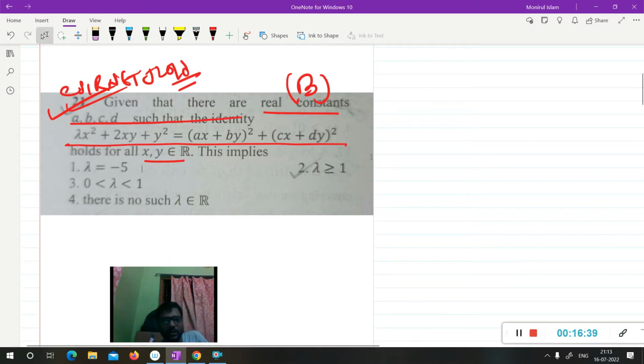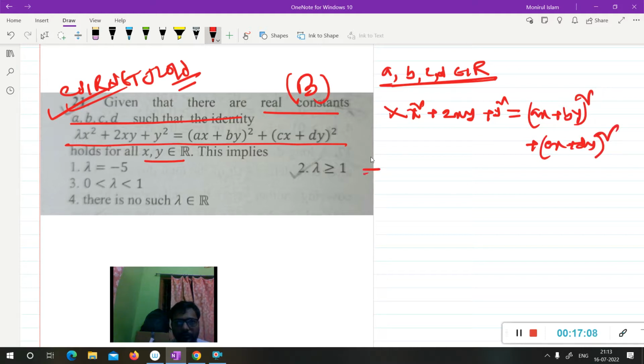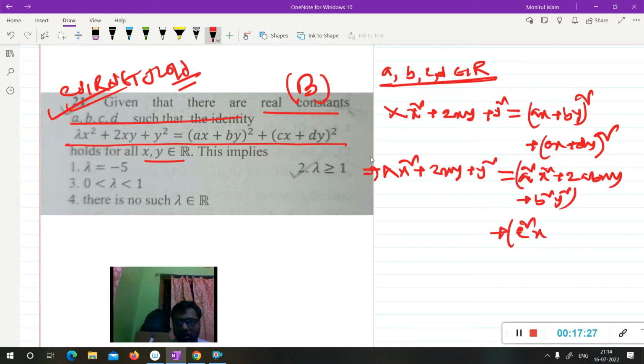So first try to understand this identity. a, b, c, d are real constants, meaning a, b, c, d belong to R. The identity given is lambda times (x square plus 2xy plus y square) equals (ax plus by) whole square plus (cx plus dy) whole square. Expanding, you get a square x square plus 2ab xy plus b square y square, plus c square x square plus 2cd xy plus d square y square.